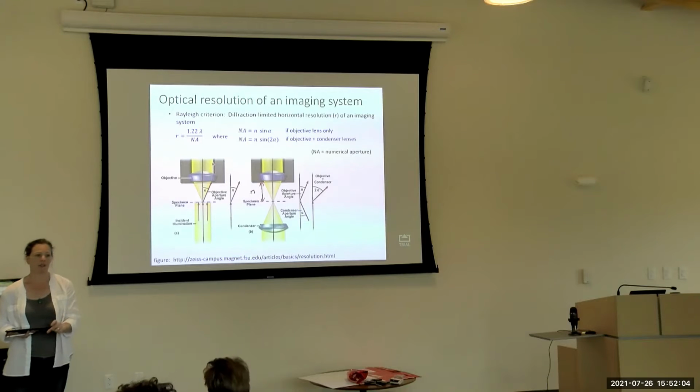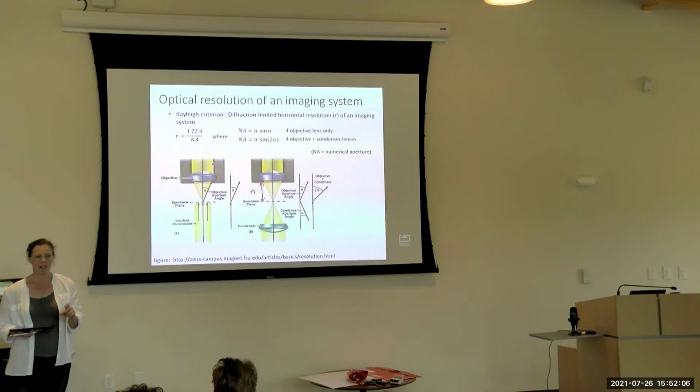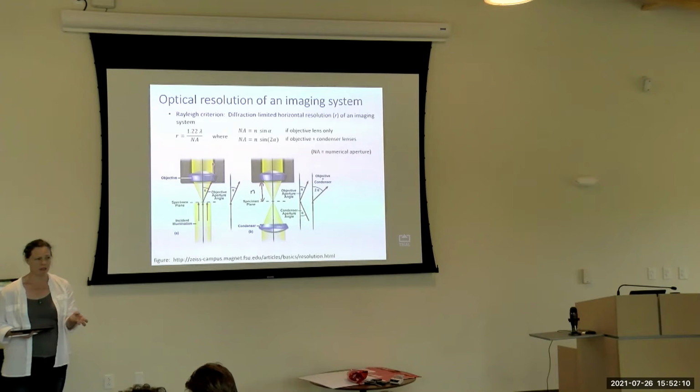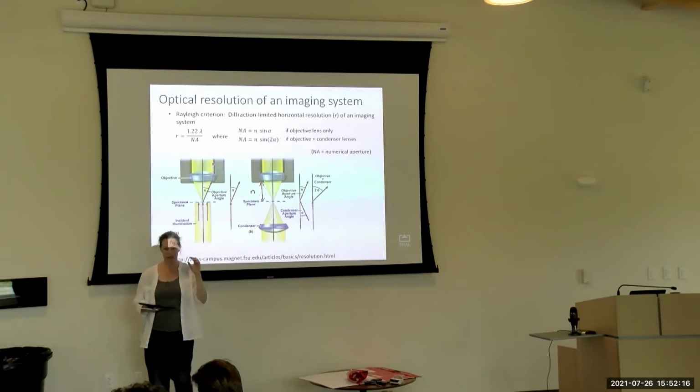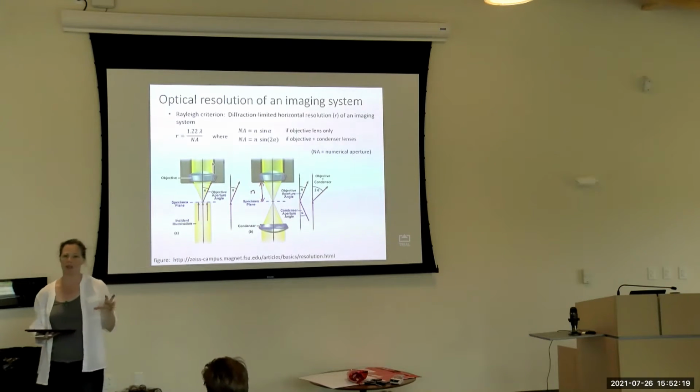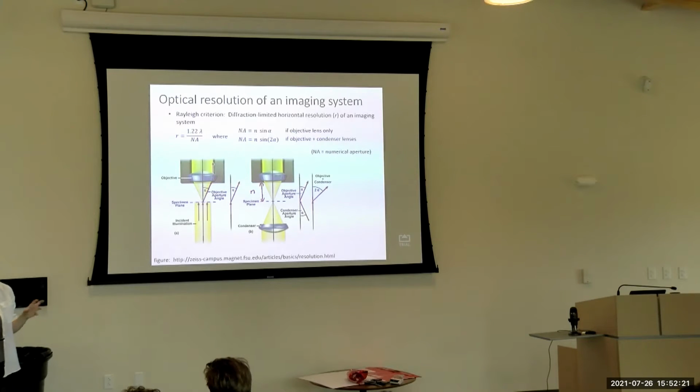You can increase the refractive index. If you've done microscopy with oil immersion objectives, that's what that is. You're replacing the air between your specimen and the lens with immersion oil that has a higher refractive index, about 1.5 instead of 1. So that's the other way that you can increase your resolution.